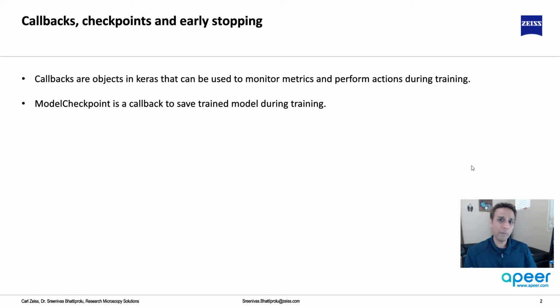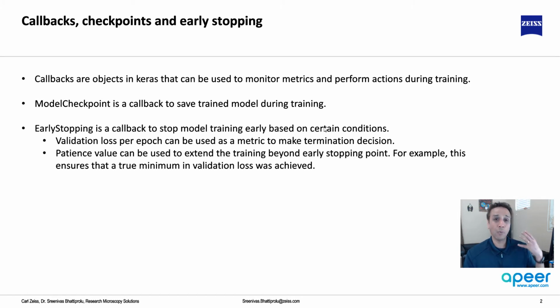Okay, so when you're training a model, you supply callbacks to it. And callbacks is a list of things that you would like to do as the model is training. One of those things that you can do is something called model checkpoint. It's basically a callback, and it's used to save the training model during training. While the training is happening, you're like, I want to save the model. Now, early stopping is also a callback. So you also supply early stopping as a callback. Why? To stop the model training early based on certain conditions. That's pretty clear from the name, early stopping.